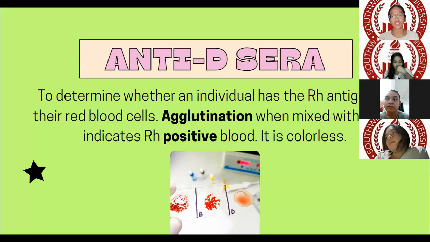And then the Rh, the anti-D sera, is colorless, and it signifies if the blood type is positive or negative. So when the blue clumps, it signifies type A. When the B sera clumps, it signifies type B. When there is no clumping in both type A and type B, it's type O blood. And when there is clumping in both type A and type B, this is type AB blood. The same is true with the anti-D sera. When it clumps, it indicates positive, and if it doesn't, it is negative.